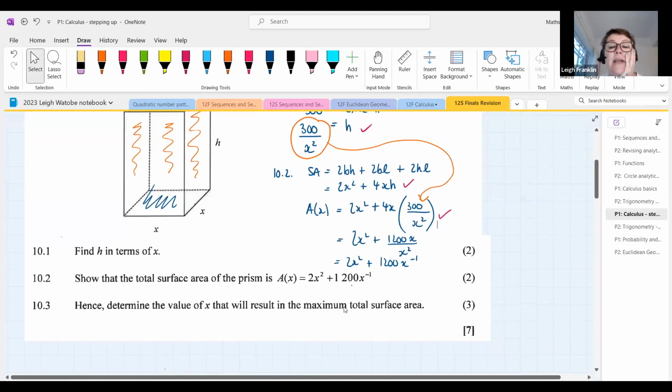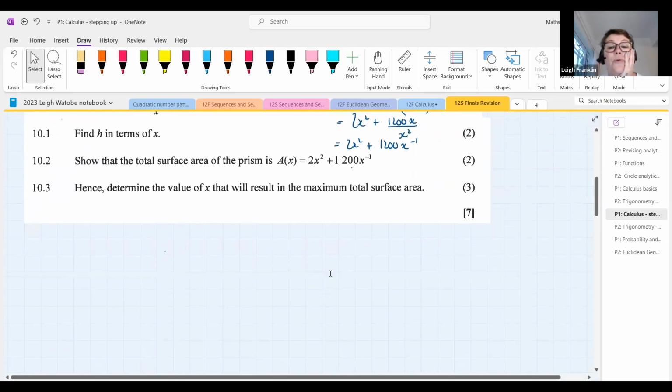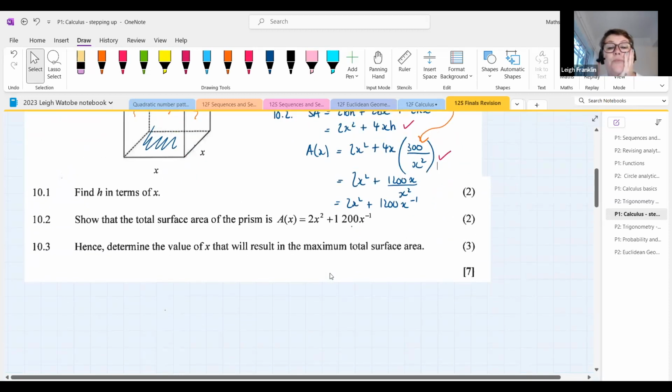And then in 10.3, we need to determine the value of x that will result in the maximum total surface area. So what I'm going to do is I'll just move that down a little bit because you're using your answer from 10.2, which you've got. So the rest of you can try that.